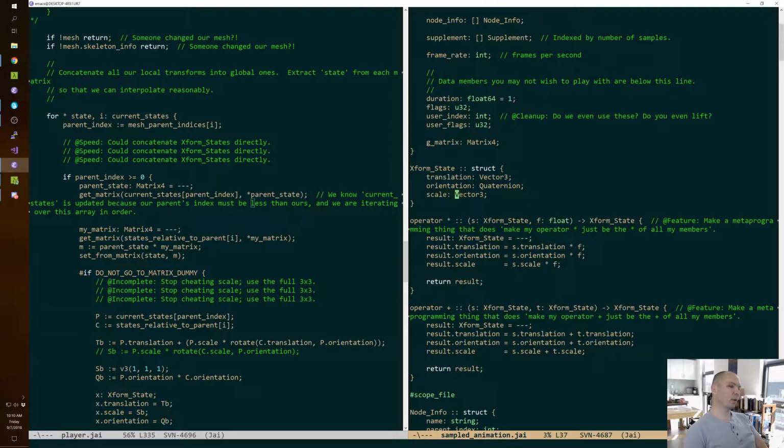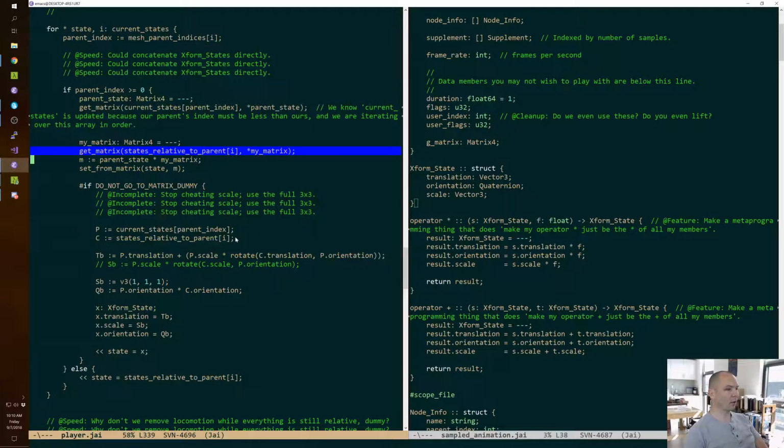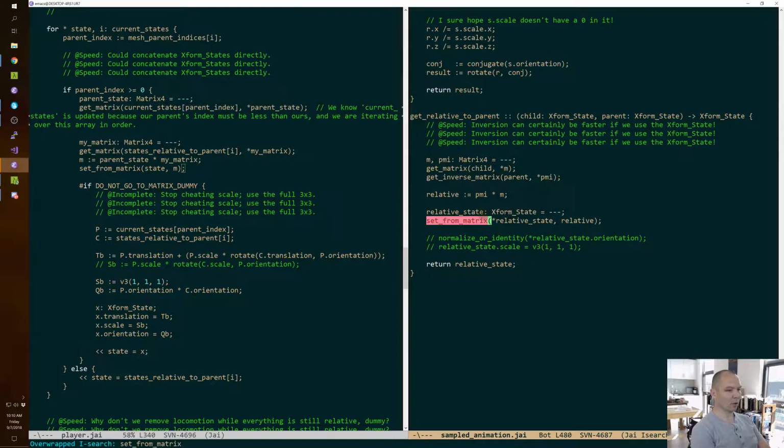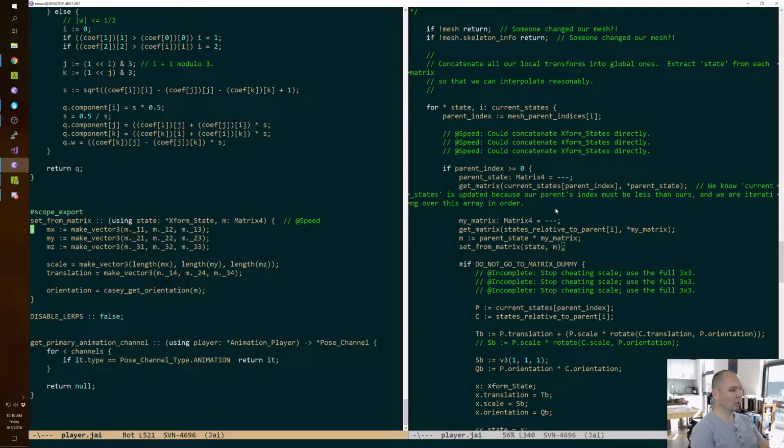Okay, so that's why we use this representation. Well, there's potentially other reasons, but we're about to do away with some of the other reasons. Anyway, oh no, we're not about to. We'll explain in a minute. Anyway, so we use this representation and not a matrix to perform our intermediate operations, right? That's all fine. But when we want to generate a matrix, what we're doing right now is we're getting a matrix for this guy, getting a matrix for this guy, doing a matrix multiply, and then setting the result. And so set from matrix, I think that's back here. Yeah.